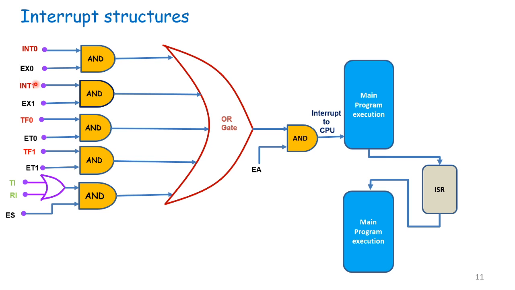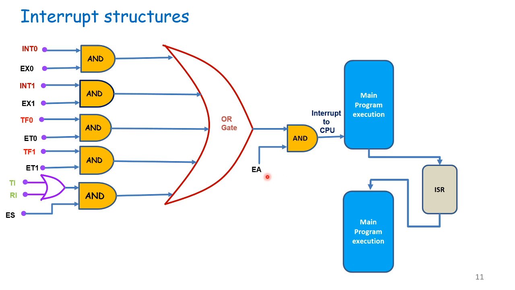Suppose this INT1 wants to interrupt the CPU, then this and this should both be 1 and 1, and then this gets enabled. If any one input is 1, the output will be 1, and when this E pin is 1, the AND gate will be enabled, this interrupt gets selected here and interrupts the CPU. Similarly for TF0, TF1 and this. So if any one device wants to interrupt the CPU for its service, it gets enabled or selected through this.